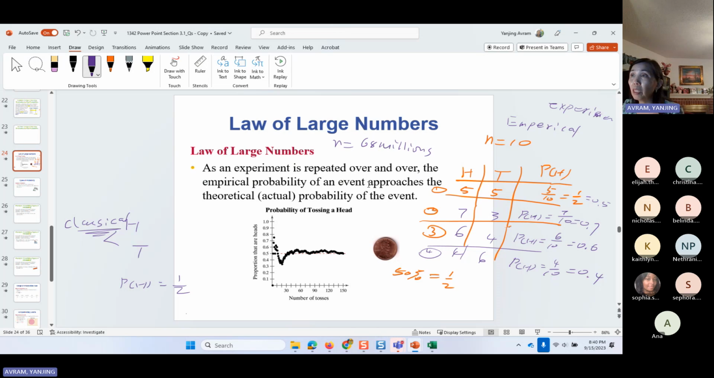the empirical probability of the event approaches the theoretical or the actual probability of the event, which we also call the classical probability. All right, so that is called the law of large numbers. If you flip 68 million times, you're going to get very, very close to 50 and 50% of heads and tails. But if you only do this experiment 10 times, that's why when we did it in class before, we always got all kinds of different outcomes, right? Some people even said they only got 2 heads one time.